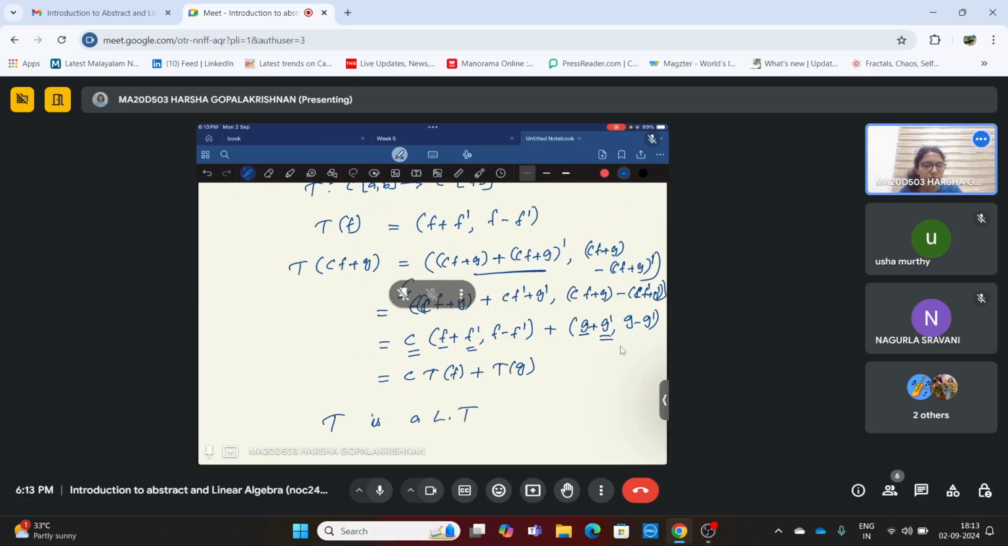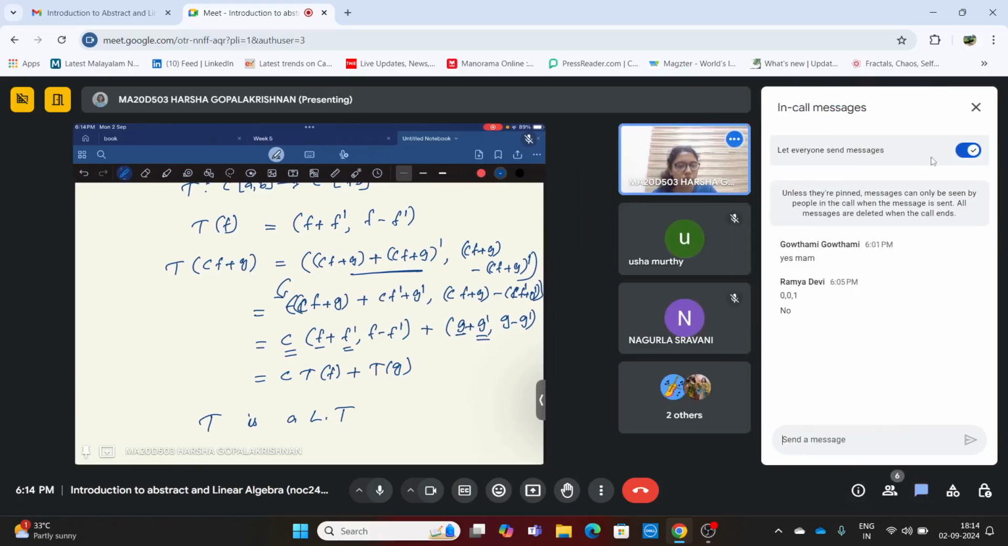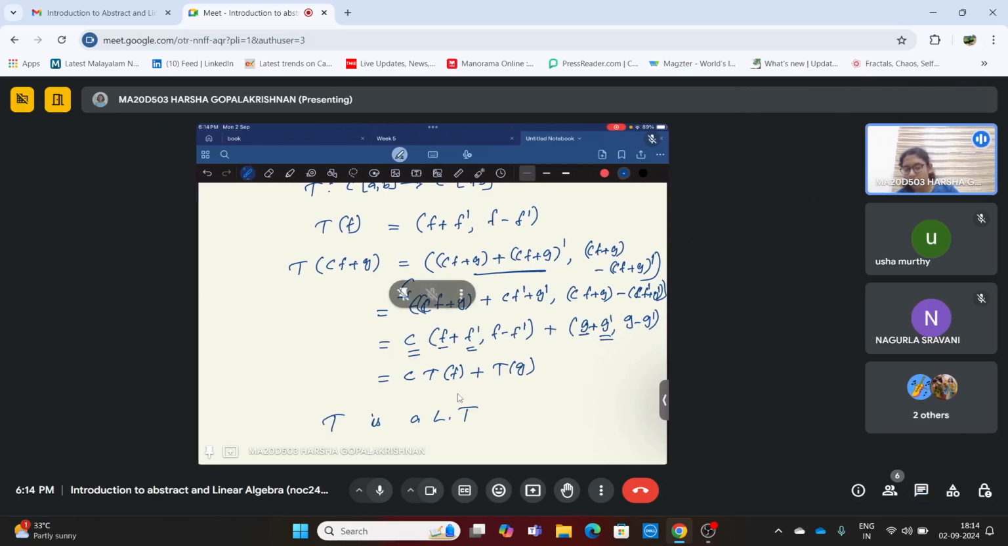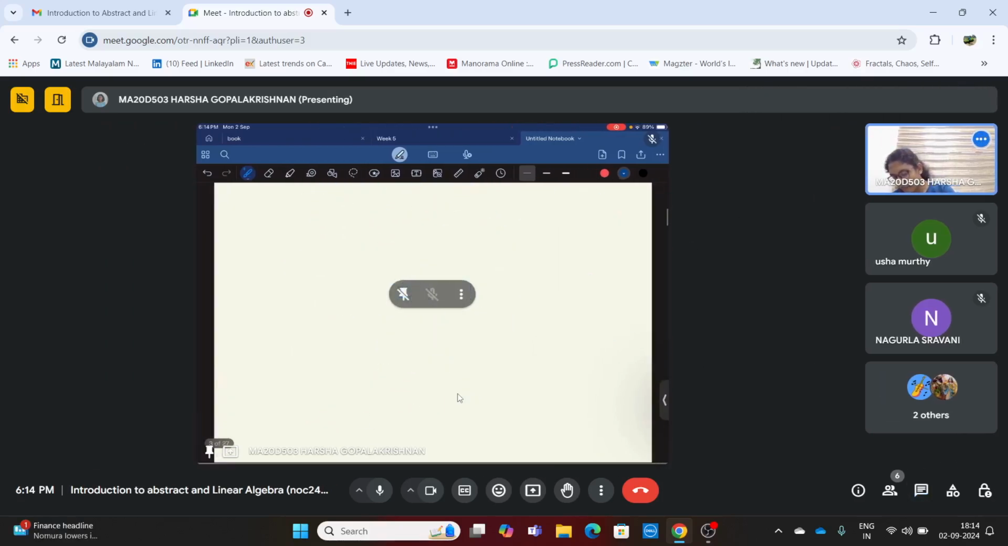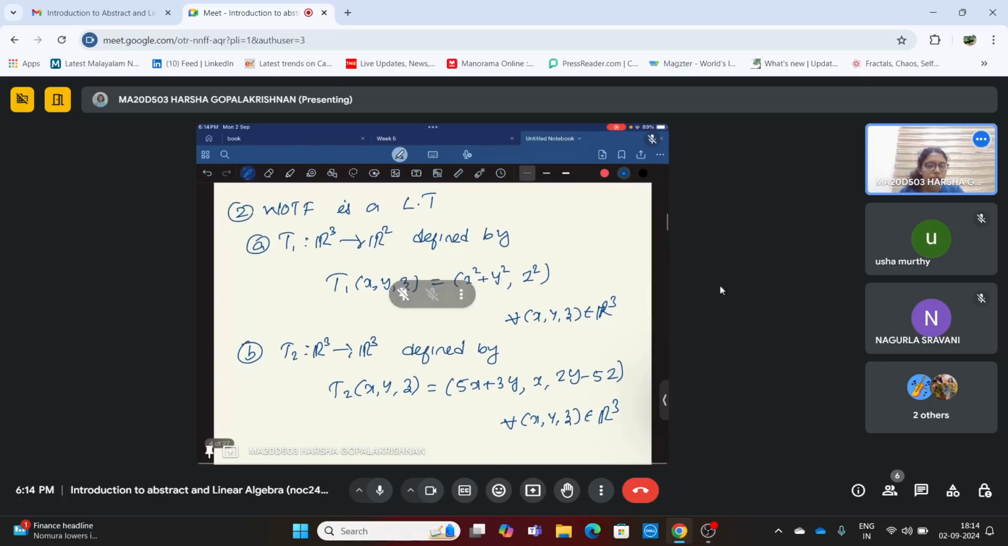Does anyone have a doubt in this first A and B part? If any doubt is there, please ask. Otherwise, we can go to the next problem. Again, the problem is to find whether the given map is a linear transformation or not. So, first question, what do you think? Is the first one linear or not?